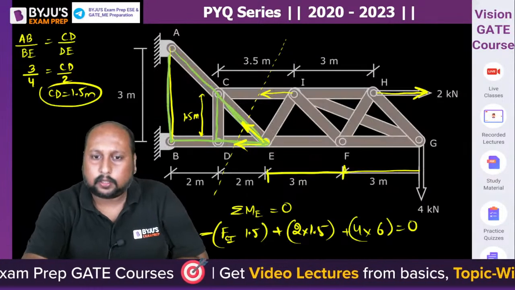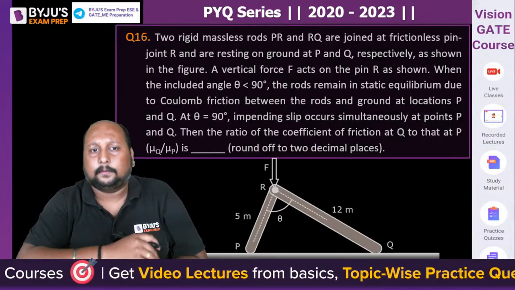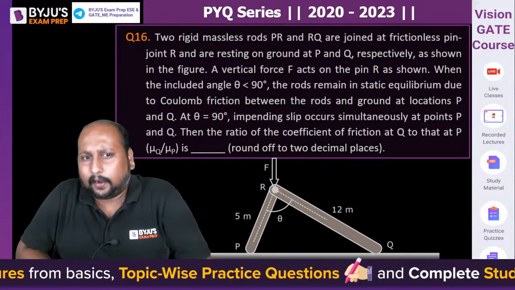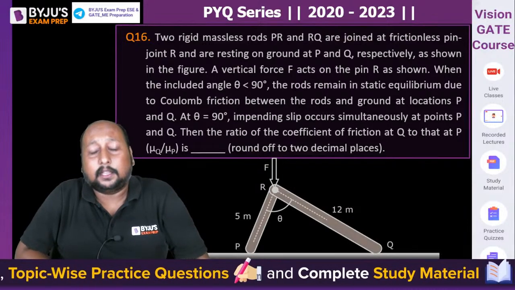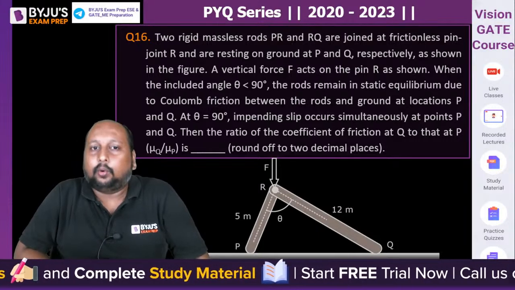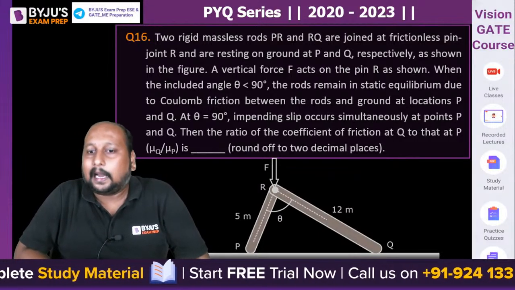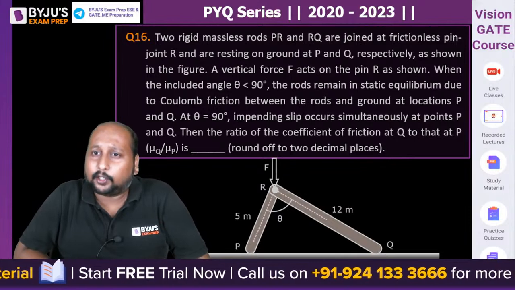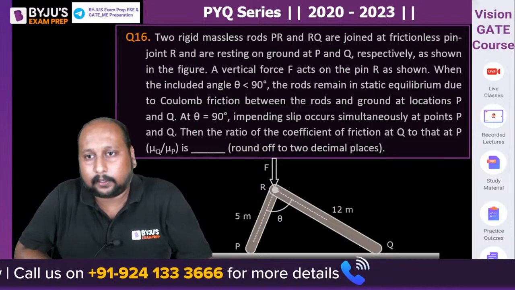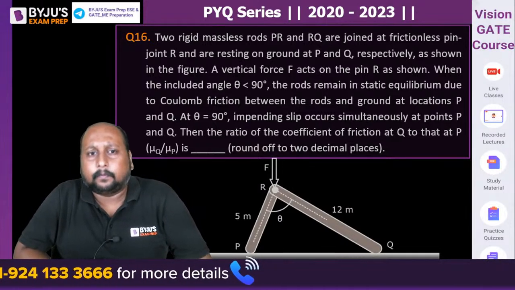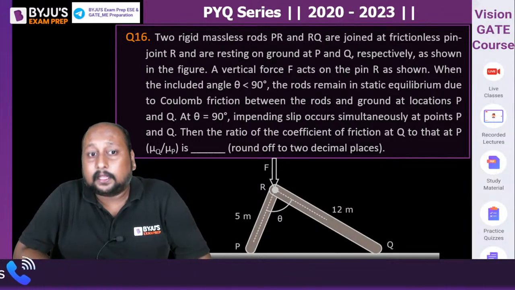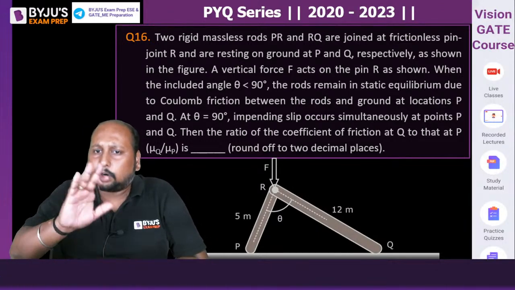Question number 16 on the screen. This is also interesting, right? Try to read the question carefully, because in the question itself a lot of information is provided. Two rigid massless rods PR and RQ are joined at a frictionless pin at joint R and are resting on the ground at P and Q respectively, as shown in the figure. A vertical force F is acting on point R. When the included angle is less than 90, the rod remains in static condition.